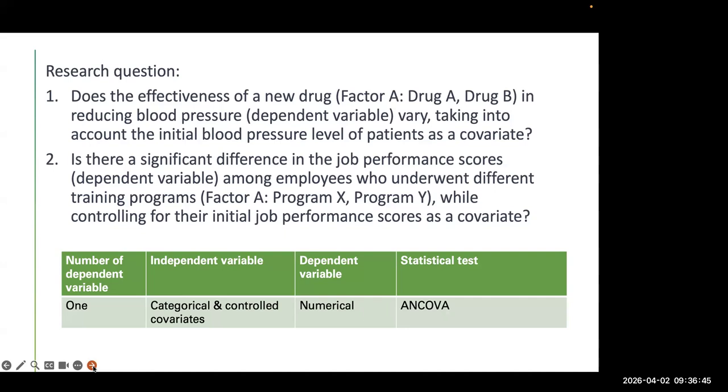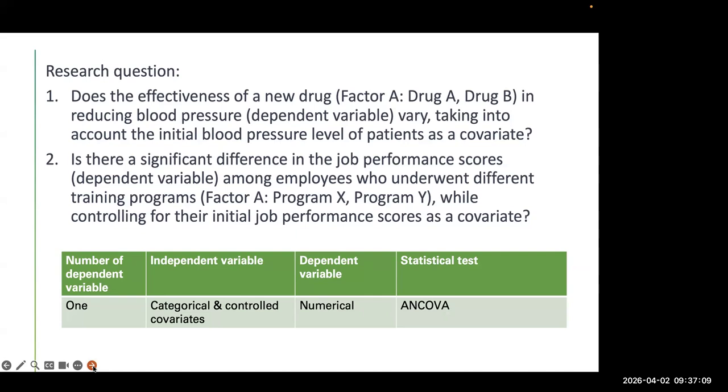without taking into consideration the initial blood pressure level. So if you have this covariate, it means you have to use ANCOVA. If you don't have any factor you want to control, you cannot use ANCOVA, you have to use different statistical tests. Okay. So next question, is there a significant difference in terms of job performance score?